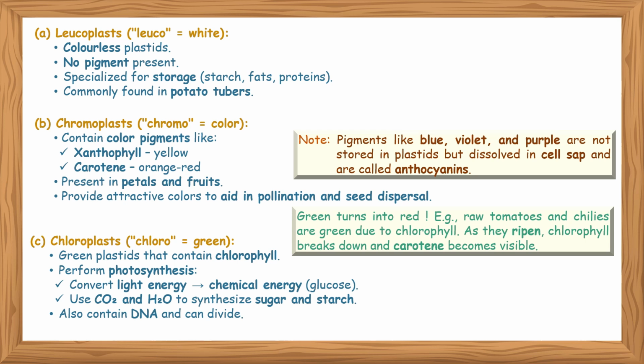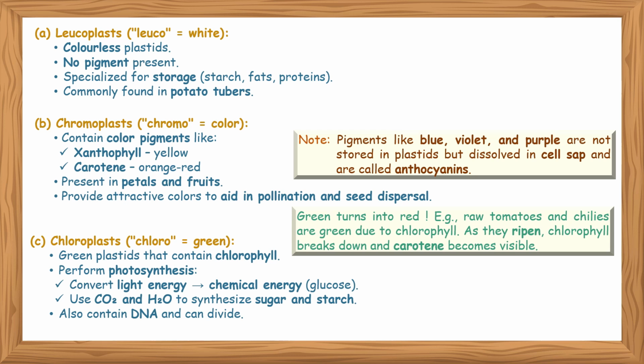Chromoplast, chromo means color. It contains color pigments like xanthophyll, a yellow colored pigment, and carotene, an orange red pigment. They are present in petals and fruits. They provide attractive colors to aid in pollination and seed dispersal. Pigments like blue, violet and purple are not stored in plastids but dissolved in cell sap and are called anthocyanin.